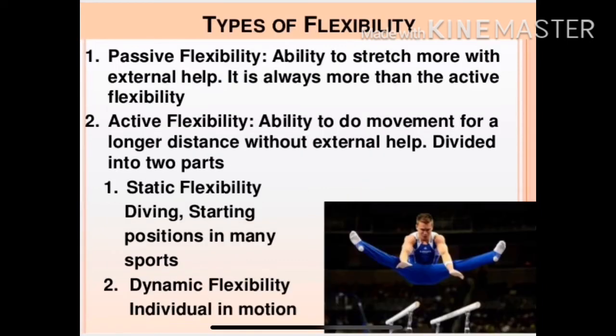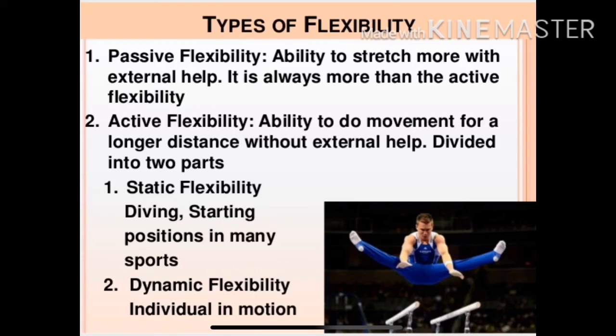So the types of flexibility: there are only two types of flexibility. One is passive flexibility and another is active flexibility. Active flexibility is divided into two types, that is static flexibility and dynamic flexibility. Firstly we'll study passive flexibility. Passive flexibility is the ability of a joint to do movement with external help, that is help from the surroundings. Example, performing a stretching exercise with the help of a coach or a partner.